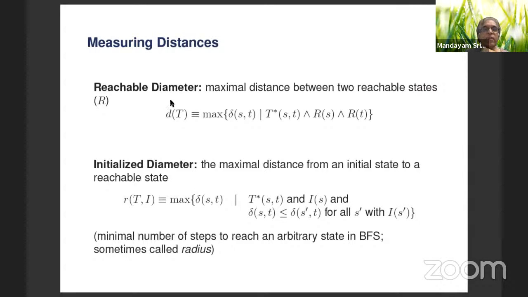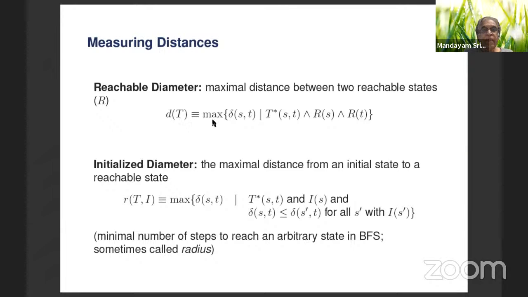So there's this parameter, which is a metric for a transition system, defined as reachable diameter. It's the maximal distance between any two reachable states in the Kripke structure. R is the set of all reachable states. That's what I mean here.